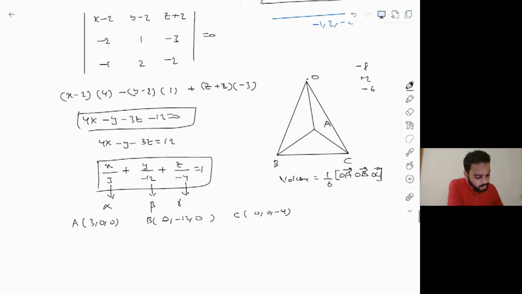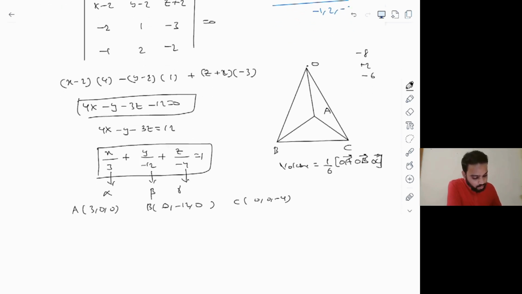And then we know how to construct OA bar, OB bar, OC bar here, because you have the 3 points A, B, C, right? So finally, I can say the volume is equal to 1 by 6 times the box product of OA, OB, OC, which is nothing but the determinant of the vectors, right? So let me do that. Determinant of first vector OA bar is 3, 0, 0. OB bar is 0, minus 12, 0. OC bar is 0, 0, minus 4.